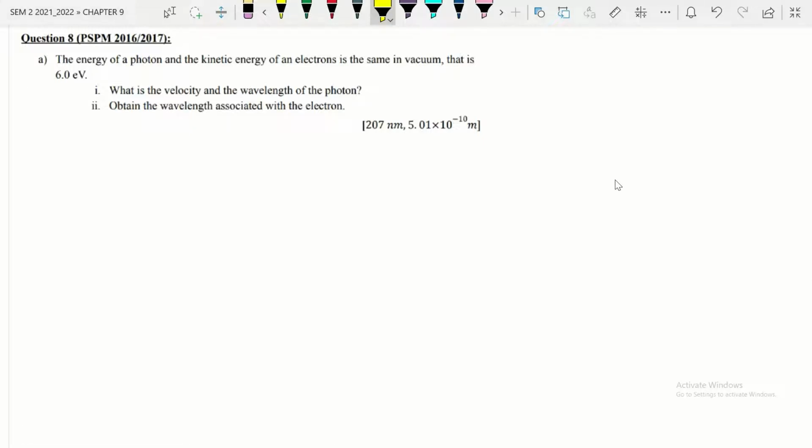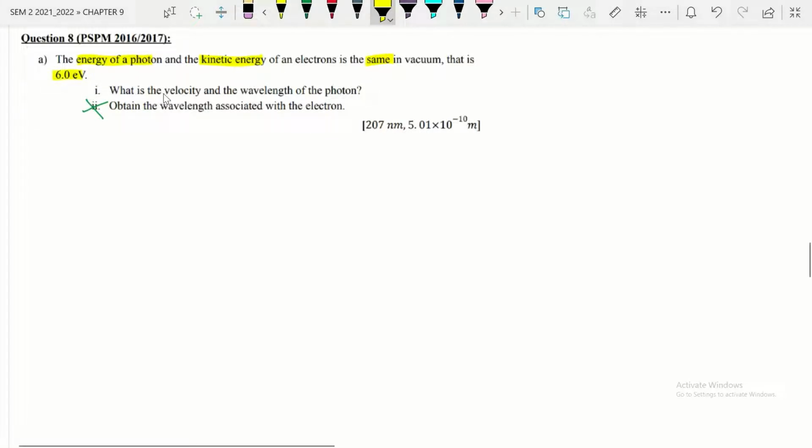Okay, now let's discuss question number 8A. We cannot do 8A2, so please cancel 8A2. Okay, dia cakap apa? Dia cakap energy of a photon and the kinetic energy of the electron is the same. So, energy photon tu dengan kinetic energy dia sama, which is 6 electron volt.